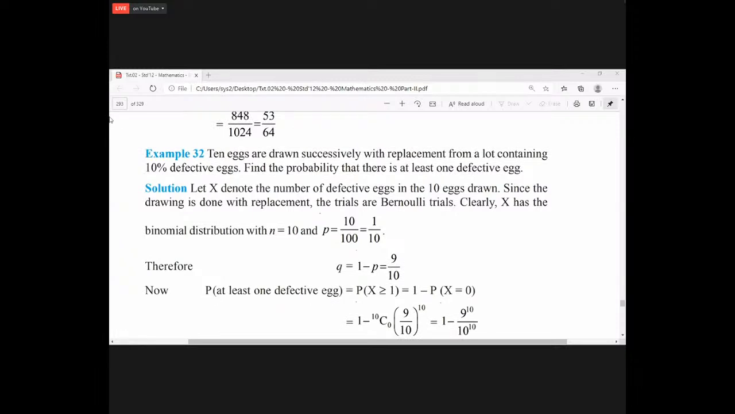You just see example number 32 on the screen. 10 eggs are drawn successively, which means n value is equal to 10, right? From a lot containing 10% defective, find the probability that there is at least one defective egg. Example 32.